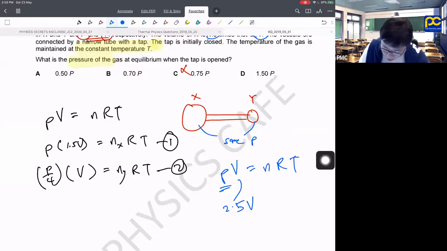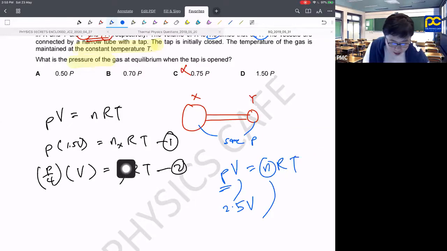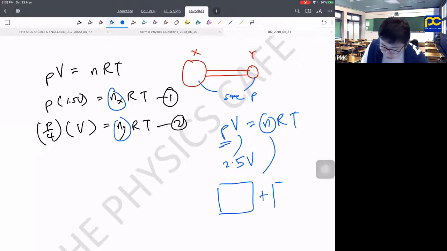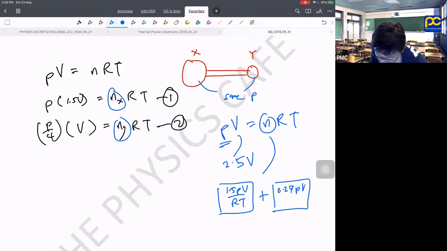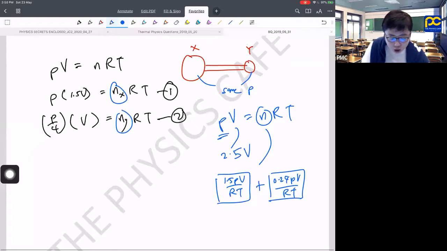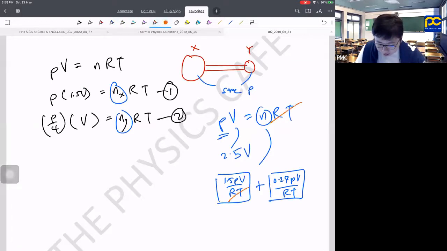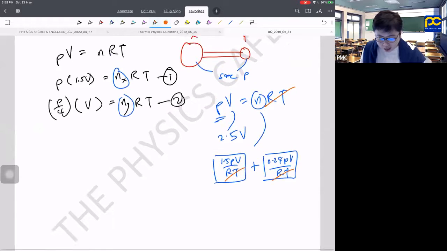Then the number of moles will be nS plus nY. So to save time, I put it out like this: nS will be 1.5 PV over RT. And nY will be 1.25 PV over RT. We have solved this question in the additional lesson as well. You can see how the RT gets cancelled away, and then you will be able to get the answer.